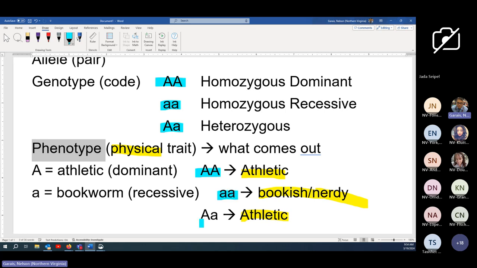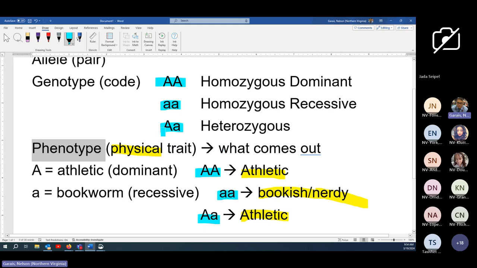And if the genotype is a capital letter, it's going to overshadow the lowercase letter. And this is for complete dominance. This is for just regular dominance. Okay. So if I ask you what's the genotype, if you see two capital letters, you'll tell me it's homozygous dominant. What's the genotype of lowercase a? And you're going to tell me homozygous recessive.